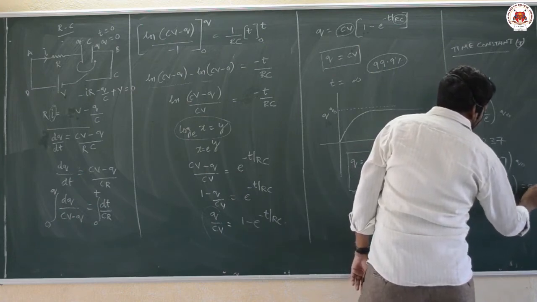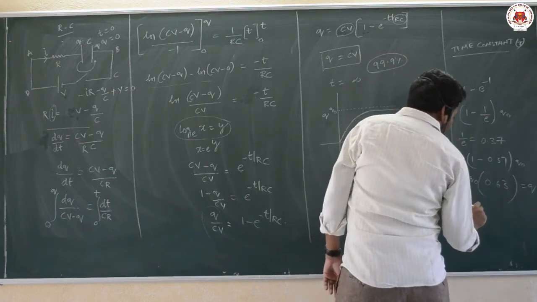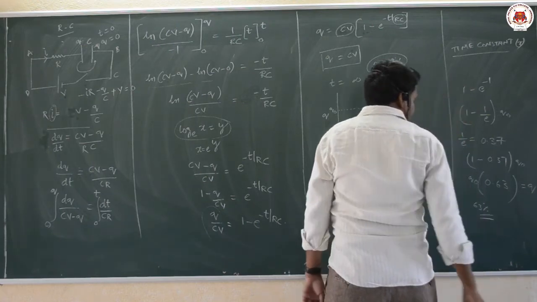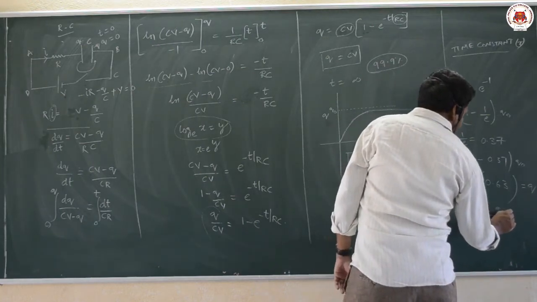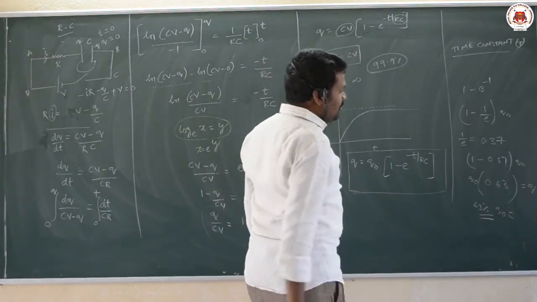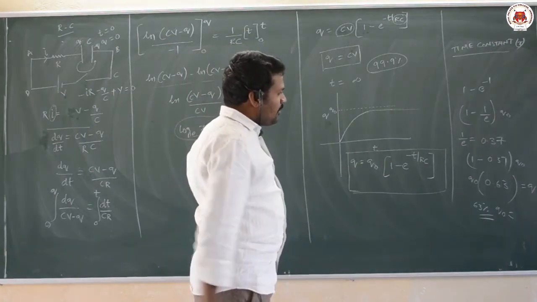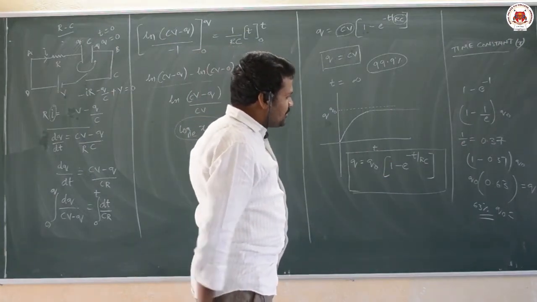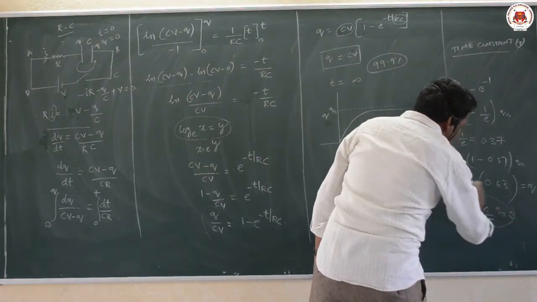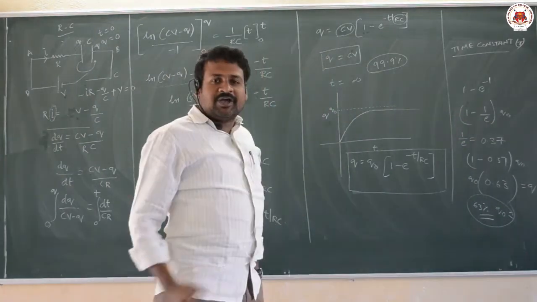So if the charge rises to 63%, the time required to charge a capacitor to 63% of its peak value is called the time constant. The time required for charging a capacitor to 63% of its peak value, we call it time constant. So like this it grows.